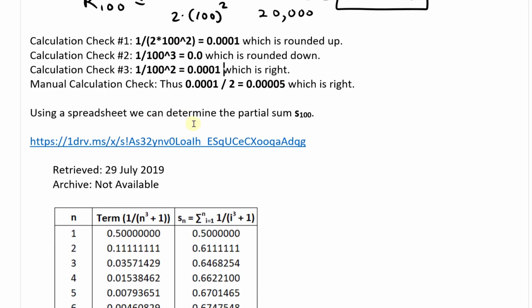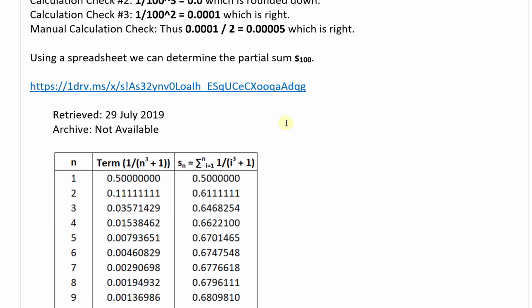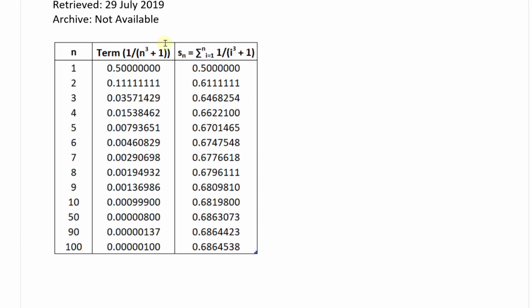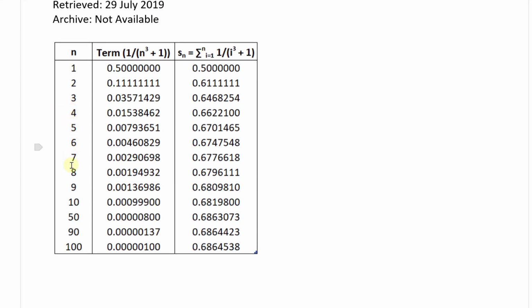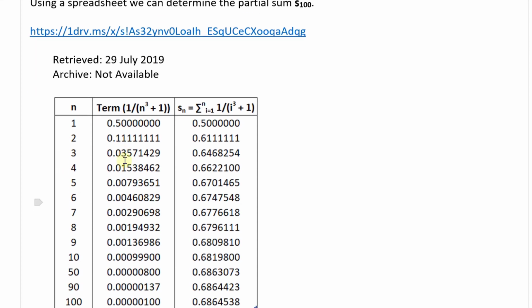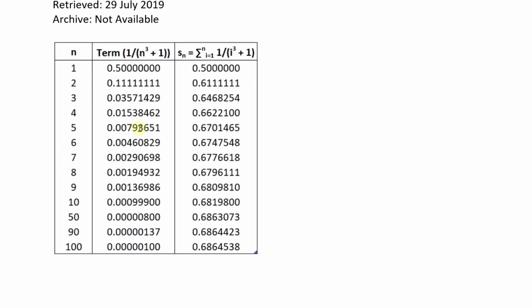So using a spreadsheet, we can determine the partial sum S100, which is the summation of 100 terms. Here's the Excel sheet. You can download it, the link will be in the description below as well. We have the terms 1, 2, 3, 4, all the way to 100. You can play around with the Excel sheet if you want. We have the terms 1 over n cubed plus 1, because you always have that extra 1. Initially it's 0.5, because you put a 1 in there, it's 1 over 1 plus 1, 1 over 2, so 0.5.